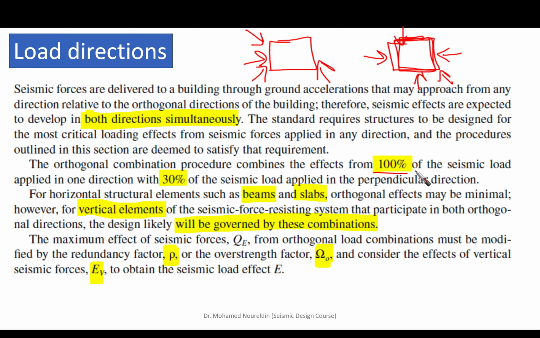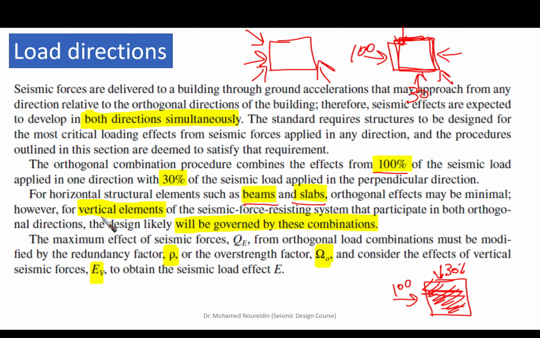This is the common case, like 100% here and 30% here. For horizontal structure elements such as beams and slabs, it is not important to think about the orthogonality. So here 100, and for example here it is 30%. It is not important for the slabs and beams. Okay, but it is important for what? Yes, for columns. Orthogonal effects may be minimal.